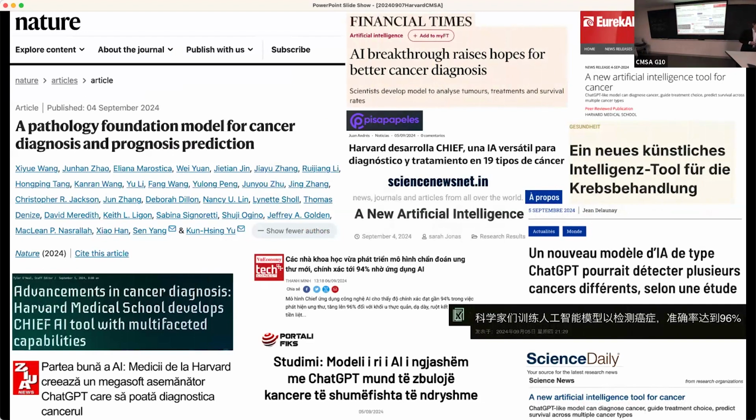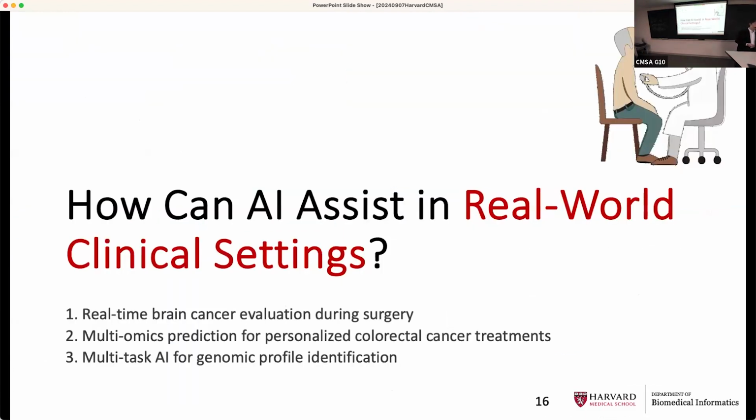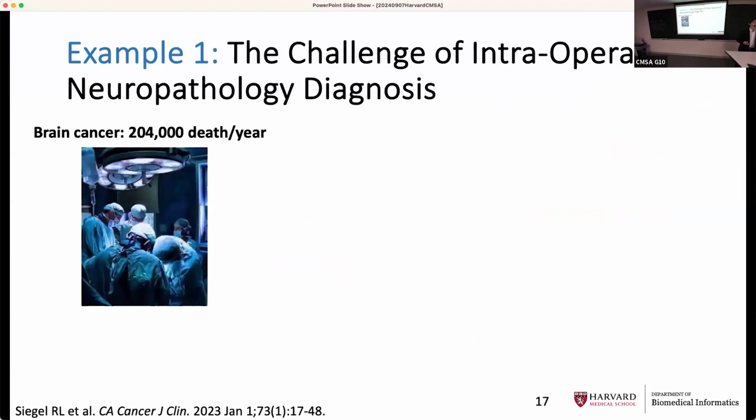So after publishing this paper in the flagship journal Nature, we've received a few ongoing requests on how to implement this in the real world to assist with real world clinical diagnosis. And in the interest of time, I will probably just cover the first one, about real-time brain cancer evaluation using a related model that we published previously. So in this approach, we are addressing a particularly interesting challenge in the clinical diagnosis of brain cancer. As many of you know, brain cancer remains a huge healthcare problem worldwide and contributes to more than 200,000 deaths per year worldwide.